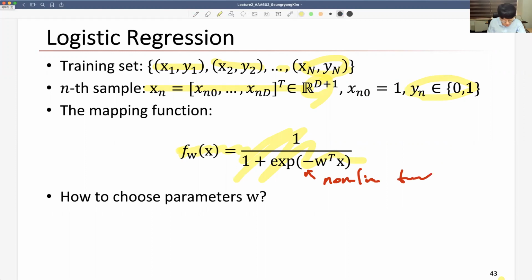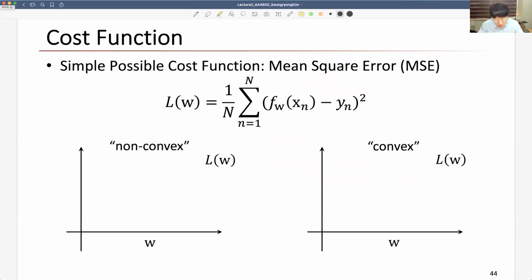Then the question is how to find or choose the optimal parameter W, similar to the linear regression or regression problem. This is the same objective, right? So first of all, we have to determine the cost function as well, similar to the regression problem. A very simple possible cost function is the mean square error, right? If you remember the mean square error in the regression problem, it looks like this.